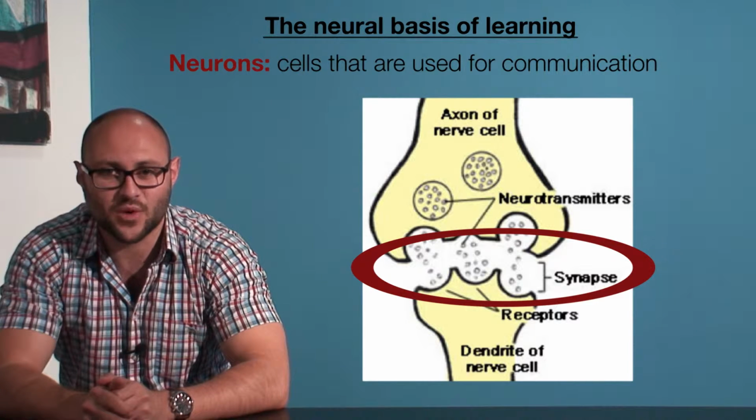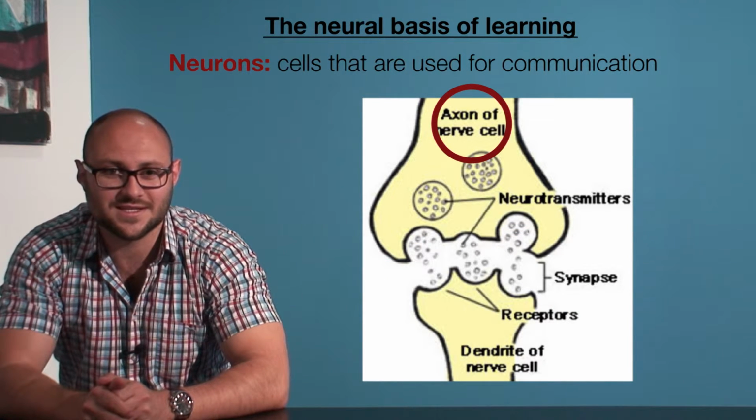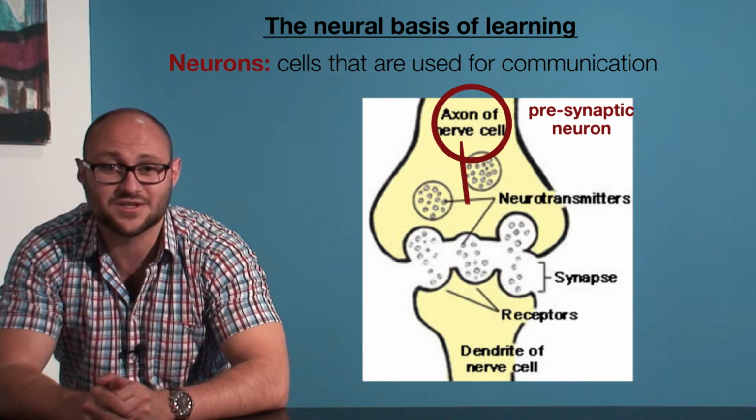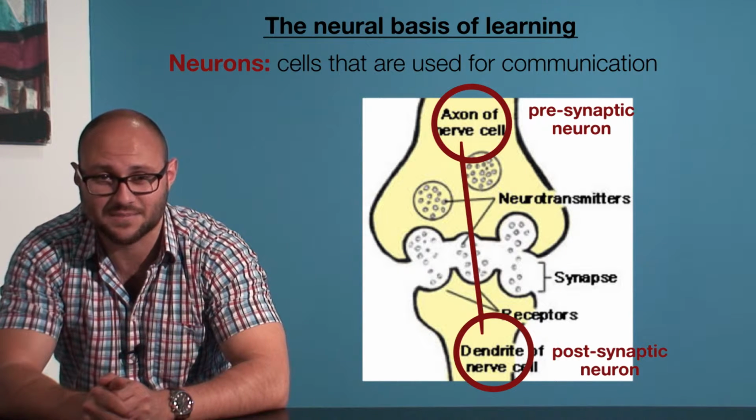Synapses are areas between neurons. It's across this gap that messages are passed from axons to dendrites. It looks a bit like this. The axon of the neuron sending the message, we call this the presynaptic neuron, sends messages across the synapse to the neuron receiving the message, the postsynaptic neuron, via its dendrites.